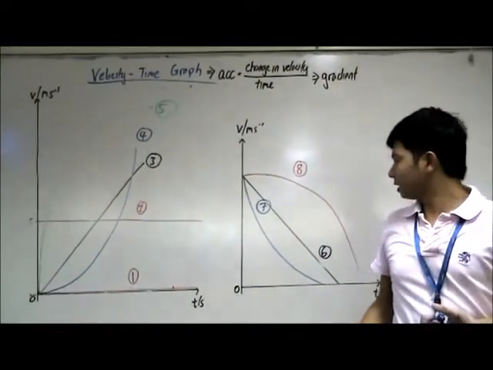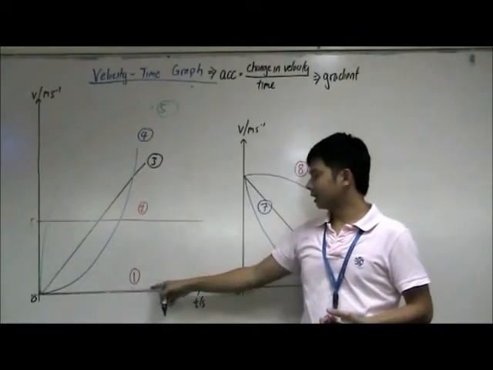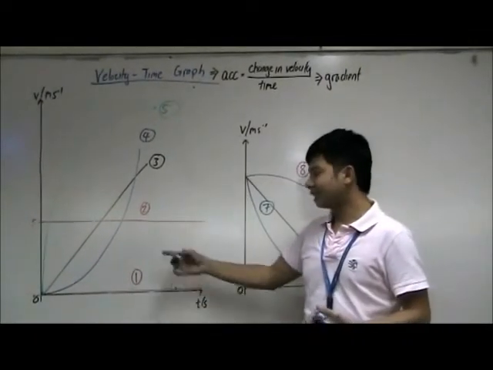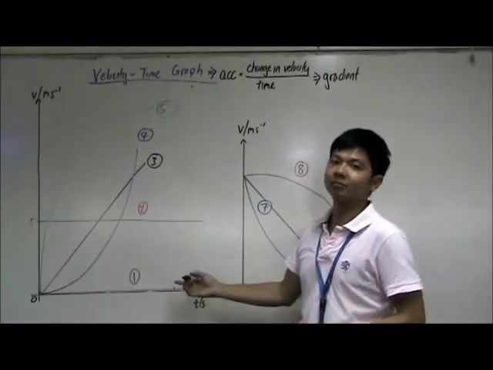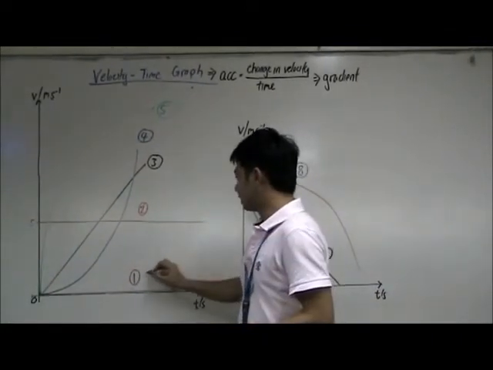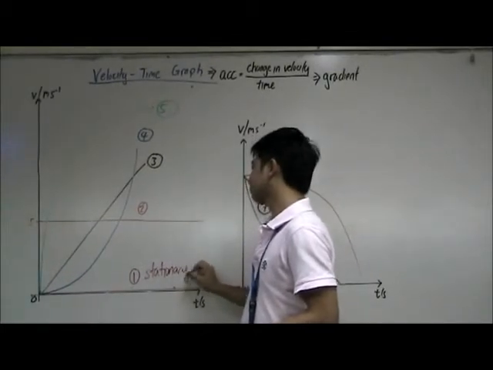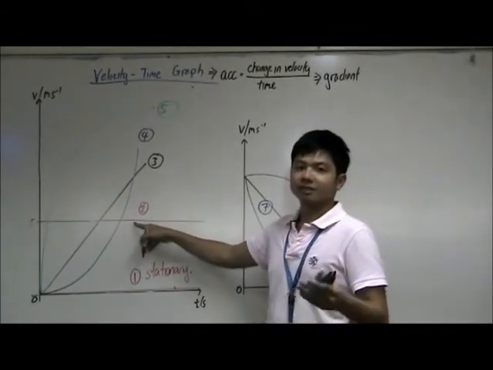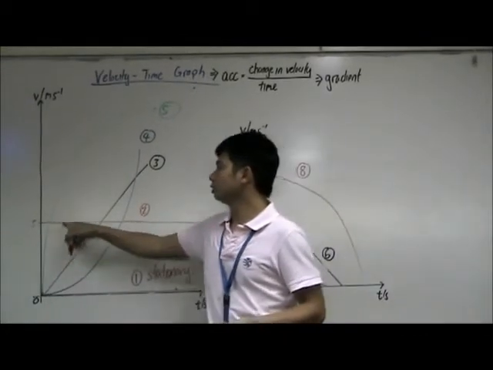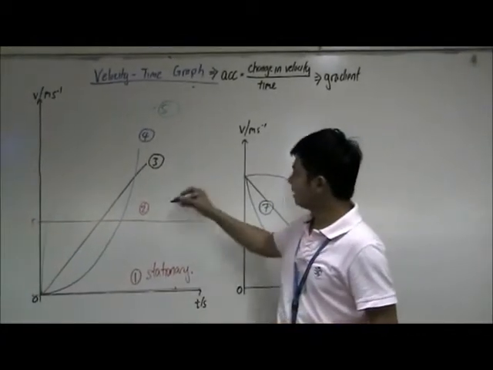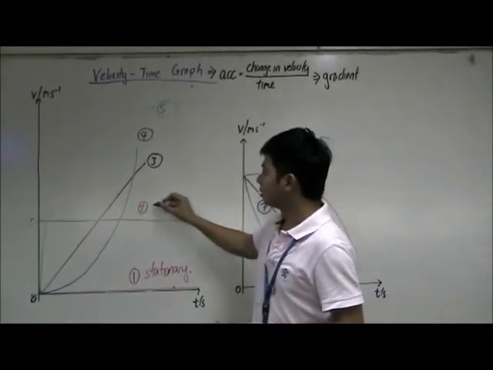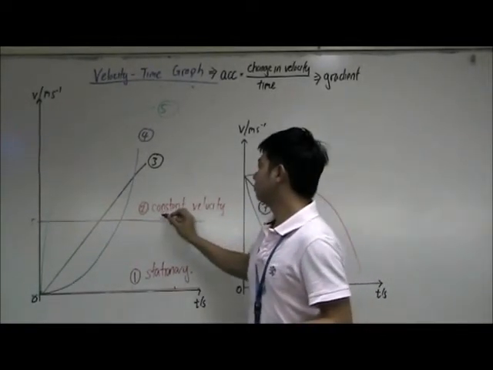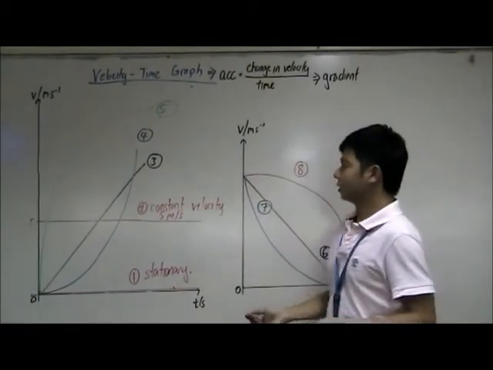Okay, now let's take a look at the first graph represented by the red line. This is a horizontal line that cuts through 0 meter per second. So it's not accelerating and its velocity is 0 meter per second. Hence we can say that this object is stationary. Okay, for graph number 2, the gradient is 0 because it's a horizontal line, so it's not accelerating, and it cuts through 5 meter per second. So we can say that it is not accelerating and the velocity is constant at 5 meter per second.